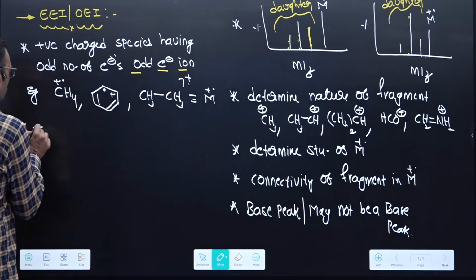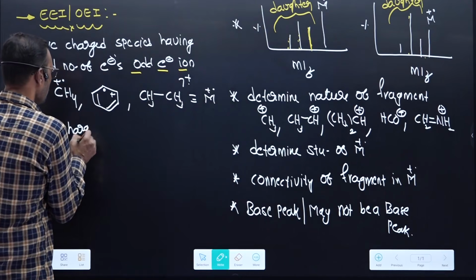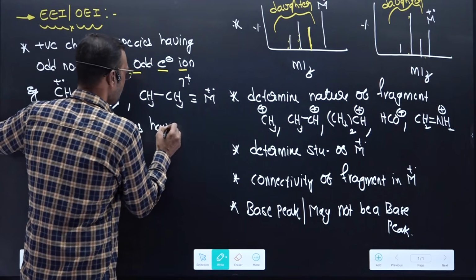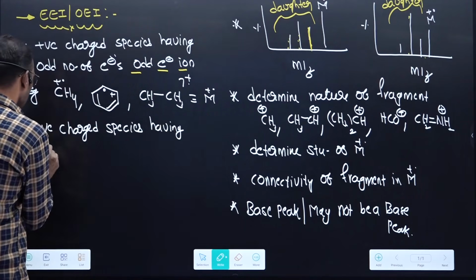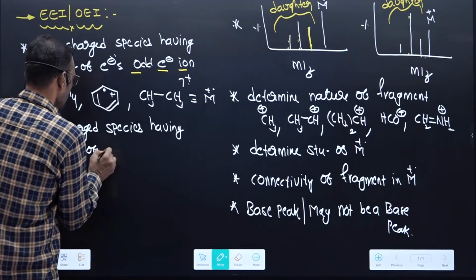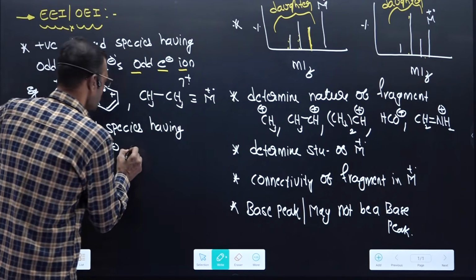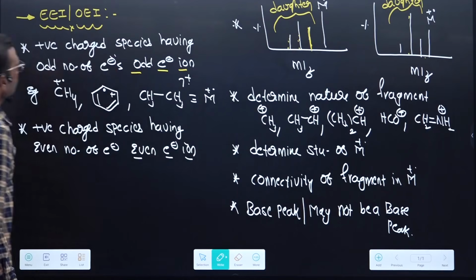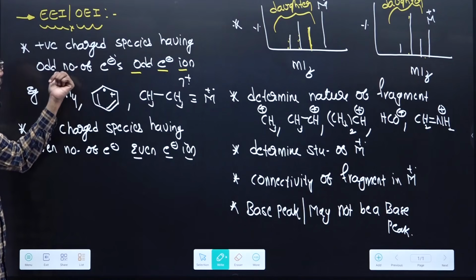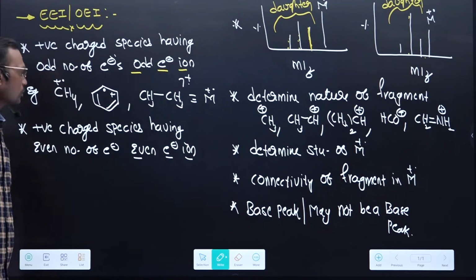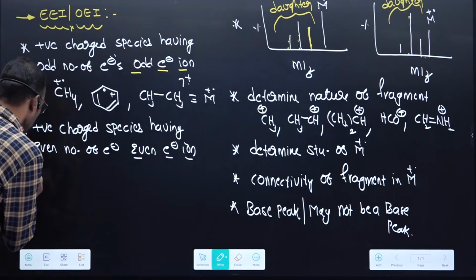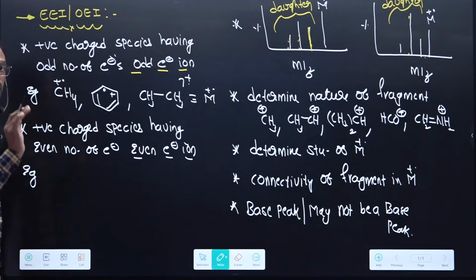Now, I am showing one more. A positive charge species having an even number of electrons. If any positive charge species has an even number of electrons, that is called even electron ion, EEI. A positive charge species having an odd number of electrons is odd electron ion. A positive charge species having an even number of electrons is called even electron ion. Even electron ions carry an even number of electrons.